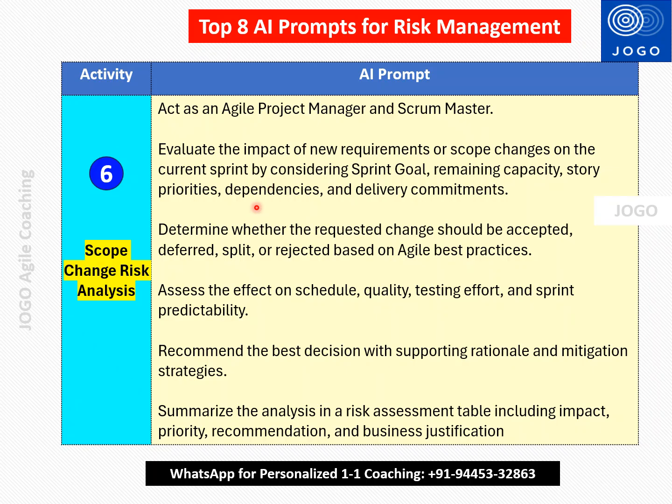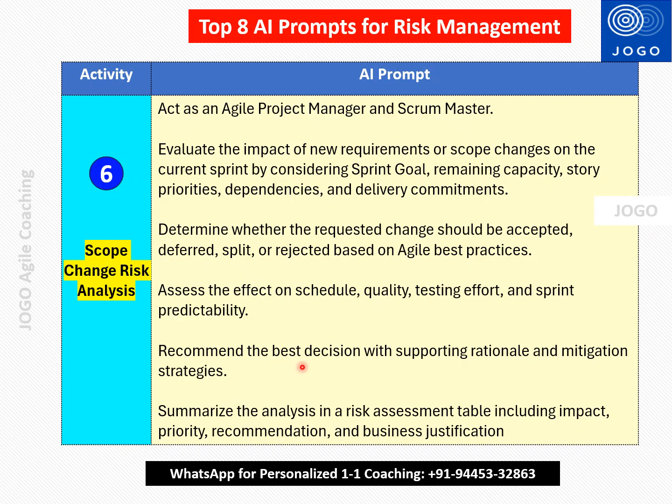So that AI will read everything and consider it for the results. Now the third ask is: determine whether the requested change should be accepted, deferred, split or rejected based on the agile best practices. So based on the agile best practices and also the current status, AI will read everything and identify what would be the recommendation. Assess the effect on schedule, quality, testing effort and sprint predictability. So if you are accepting it, then what would be the impact on schedule and quality? Then AI will give that result.